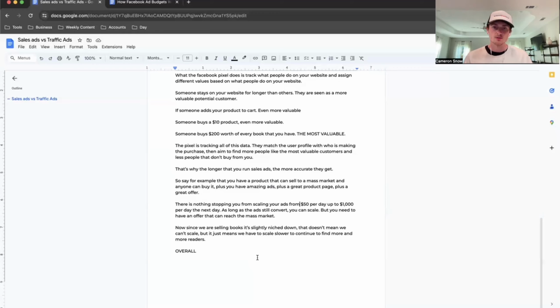Do you look at the ads? Do you look at the product page, or do you look at the offer? So I'll be going through that a lot more. But I just want to give this example in terms of how sales ads work. They're using the data on the back end to essentially find you more and more customers, find the more valuable customers. But of course, since we are selling books, it is slightly niche down.